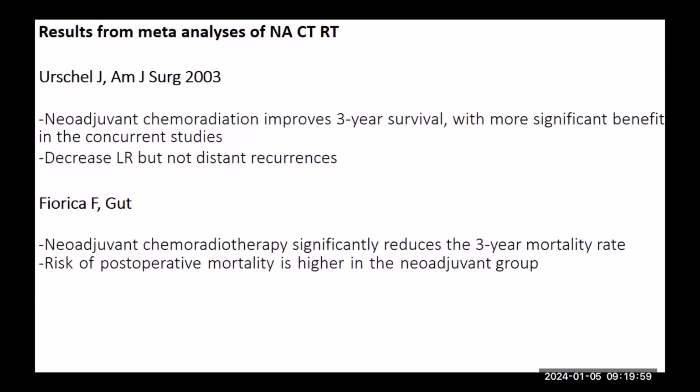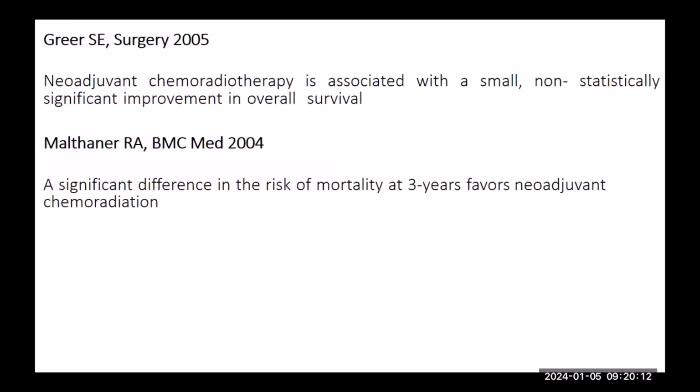There was again a meta-analysis of neoadjuvant chemoradiation. The first one showed that there is an improvement in 3-year survival. The Fiorica meta-analysis again showed a reduction in 3-year mortality. Greer et al. showed a small improvement in overall survival, and Malthaner et al. again showed no difference in mortality at 3 years.